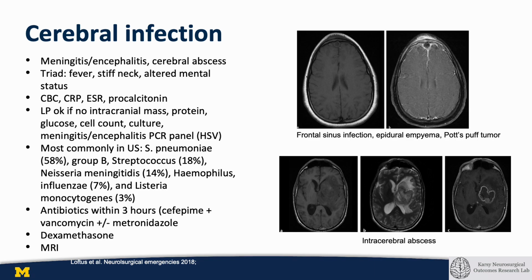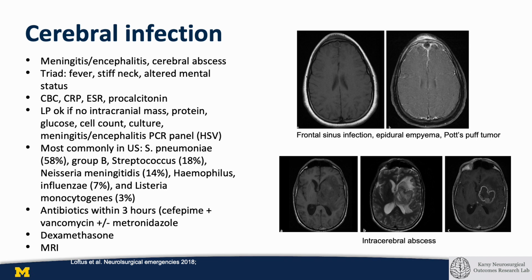We do treat with dexamethasone in the setting of infection because it does improve outcomes and reduces neurological injury. So it is something that is used. And an MRI scan is really critical to be able to identify the extent of injury. So shown are some examples on MRI scan of a frontal sinus infection that has caused an epidural empyema, and something called a Pott's puffy tumor, which is an infection of the bone and the scalp and can cause this sort of tumor-like growth on someone's forehead.